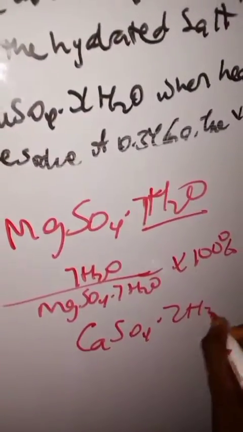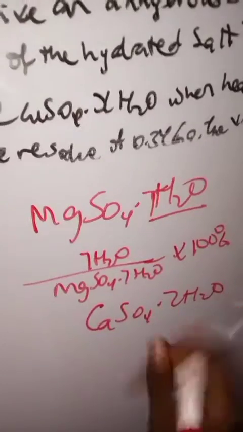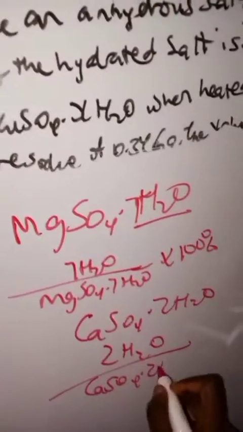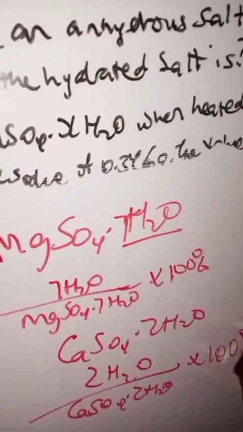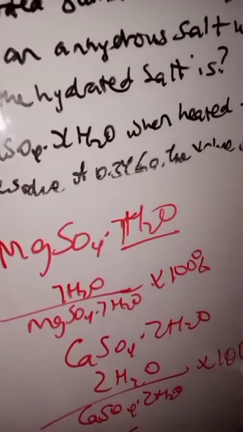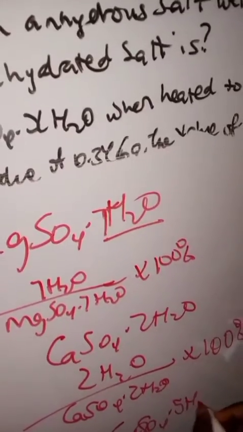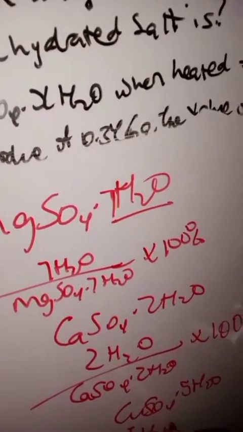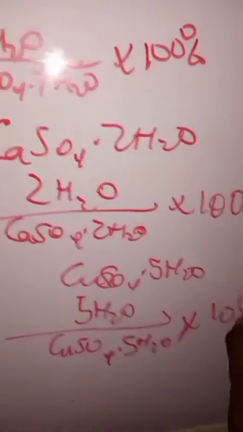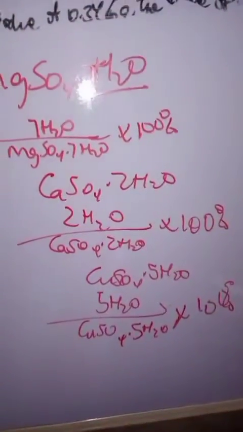Yes, let's take another one now. CaSO4.2H2O, percentage by mass of the water of crystallization, that will be 2H2O over CaSO4.2H2O times 100%. Let's take blue vitriol: that's 5H2O over CuSO4.5H2O times 100%. So this is just the simple approach to the water of crystallization.